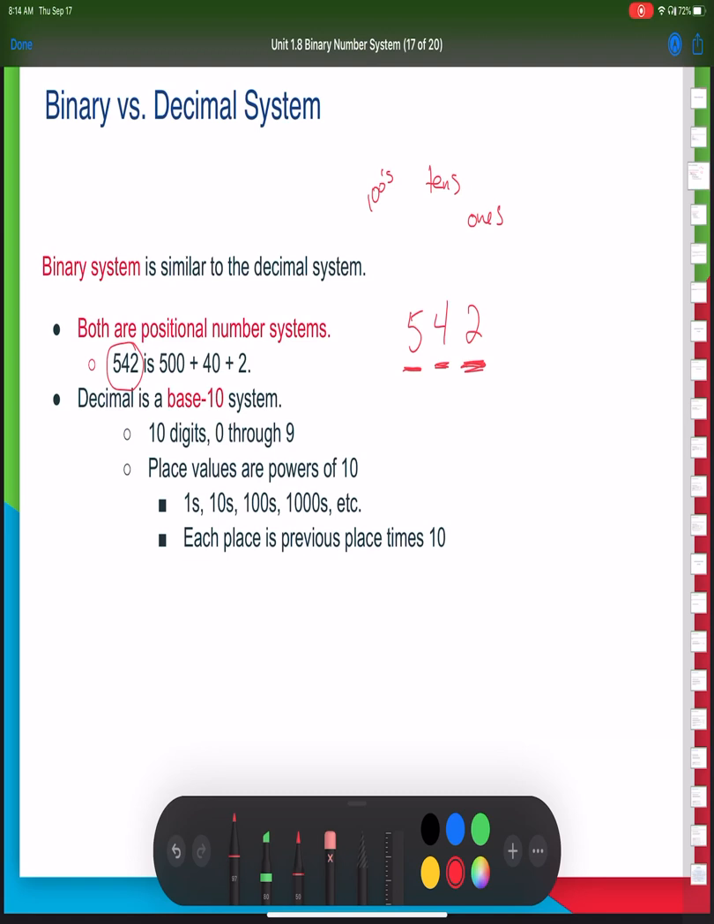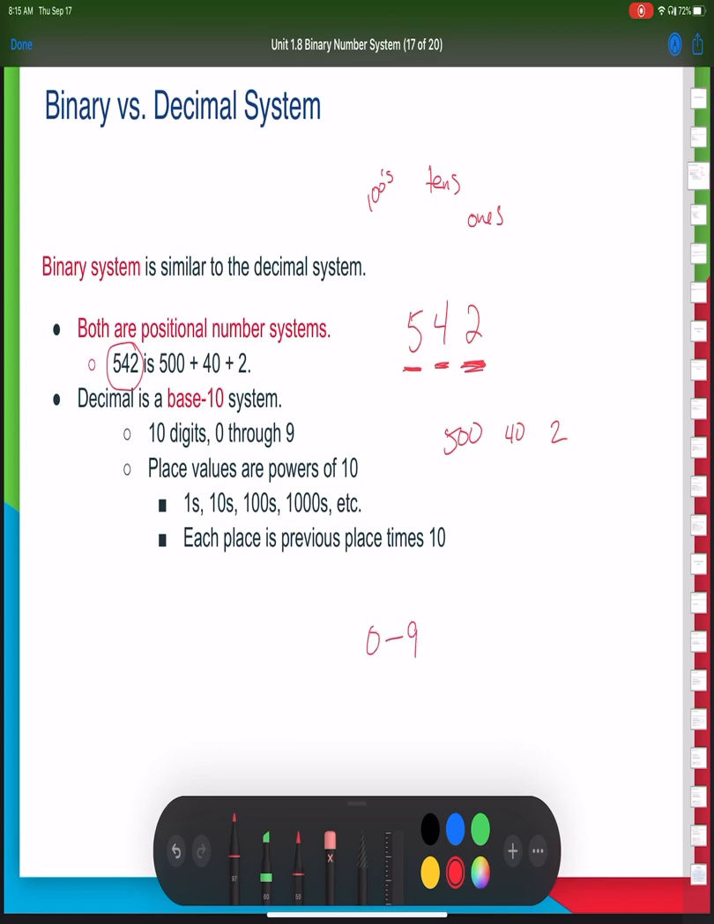We can break down the number 542 as 500, 40, and then the number 2. Then we add them all together, and we get that number 542. Just like with the decimal system, we can also apply the same concept when it comes to binary. It's a little bit different, and a bit of a mindset shift, but we can definitely do it. Within our decimal system, we have 10 numbers, 0 through 9.